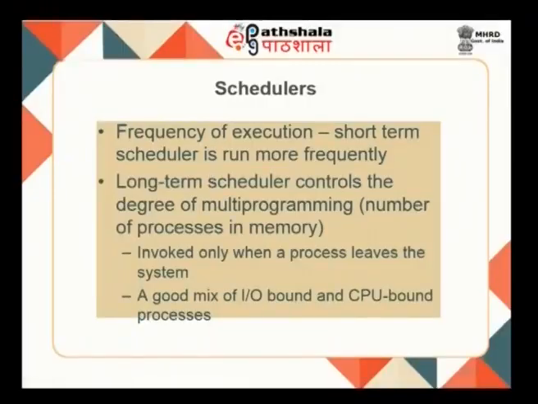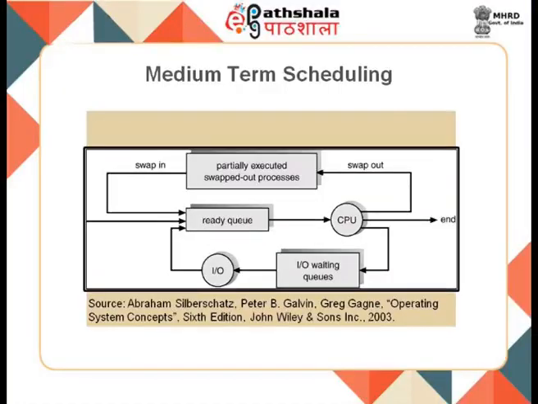So, the processes selected by the long term scheduler should be a good mix of CPU bound as well as IO bound, because if all processes that have been selected are CPU bound, then the IO devices will be idle, or if all processes are IO bound, the CPU will remain idle. So, you need to choose in such a way that the CPU as well as the IO devices are not kept idle. The other scheduler I have been telling about is the medium term scheduler.